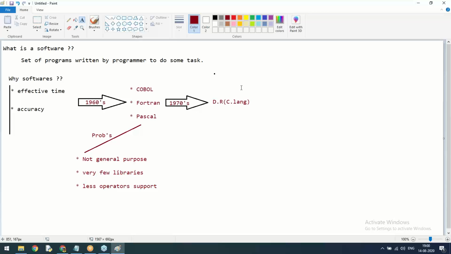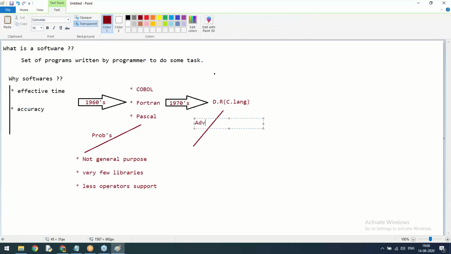But there are so many beautiful things provided in the C language. Some of the advantages of the C language that Dennis Ritchie gave are very simple. First, he made this language a general purpose language. And the second thing is he provided a very rich set of libraries.